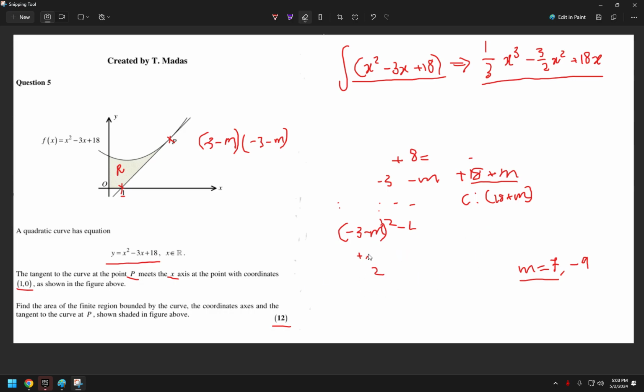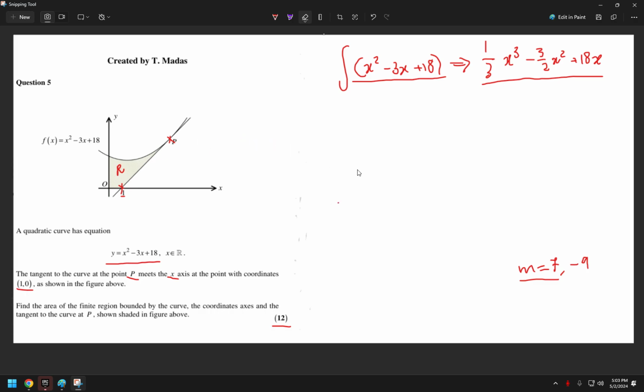Okay, so now we can finish off our entire equation, because we have the gradient and a coordinate with which we can fix the line. So we got m equals 7, so we'll do y minus 0 equals 7 times x minus 1. So it becomes y equals 7x minus 7. So that's our equation of the line.